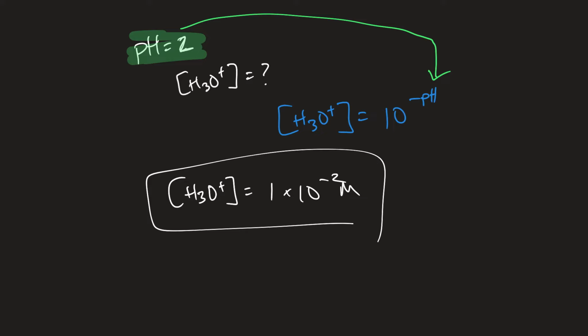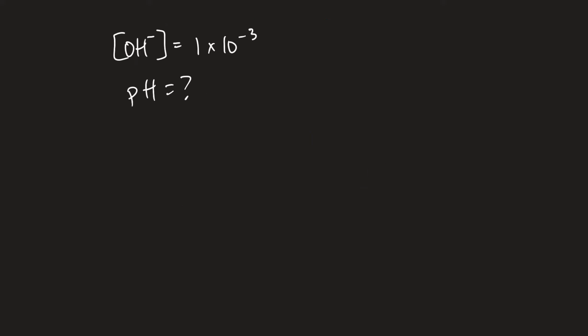And so that would be the answer to this problem. All right, so let's look at this next example here. So we have a cleaning solution that has the concentration of hydroxide to be 1 times 10 to the negative 3. All right, and now the question is, what is the pH?